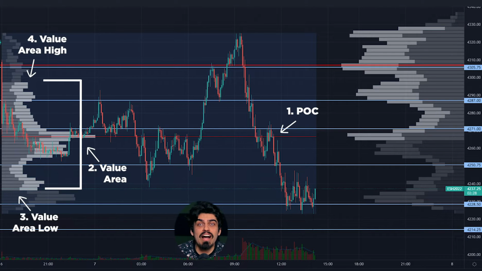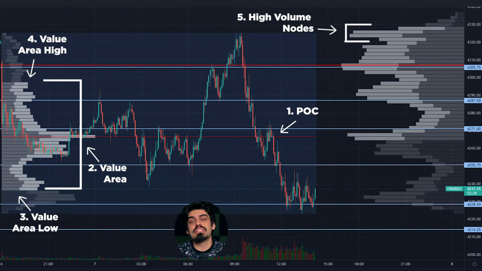Number 5, we have the high volume nodes. Now, the high volume nodes, as the name might suggest, it's an area where you have a lot of volume, right? Those are typically denoted by the large volume profile blocks, if you will, that stick out aggressively. They could be bellies, depends on how you look at them. Now, these singular high volume nodes are going to be where a lot of price has actually traded. These become areas of interest for price to gravitate towards, especially if they're surrounded by a lot of low volume nodes.